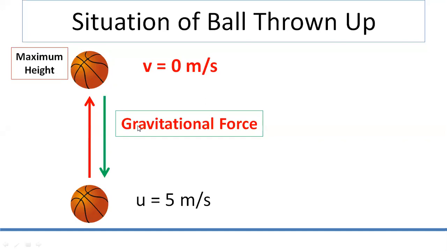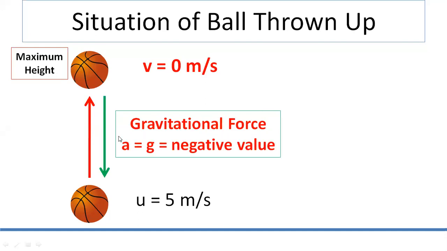See, gravitational force is acting downward, so I have shown it with a green arrow, and the ball is trying to go up. But acceleration is in the downward direction. That acceleration is due to what? Gravity. Earth is pulling this ball, so gravity would be acting against this, so acceleration in this case has to be taken as negative.